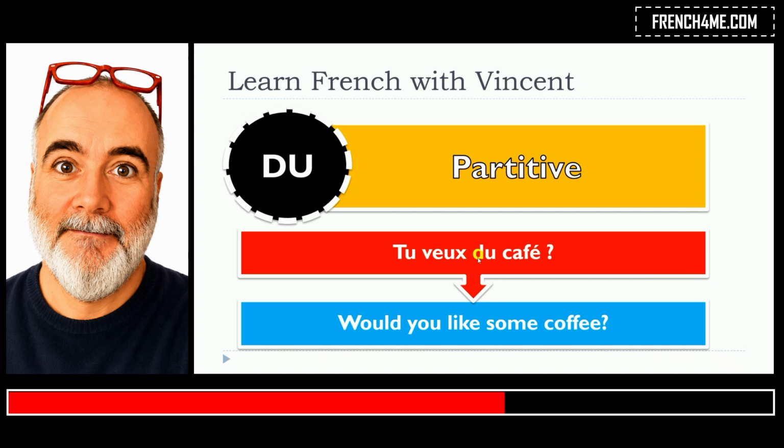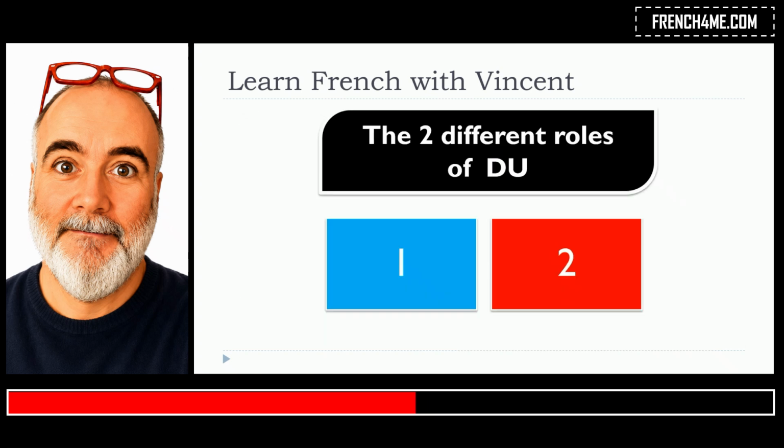So in that case, we're using du when it's the masculine partitive, and this is important, remember. So café is masculine, so we are using du. Tu veux du café. So this is the first use or first role of the du.